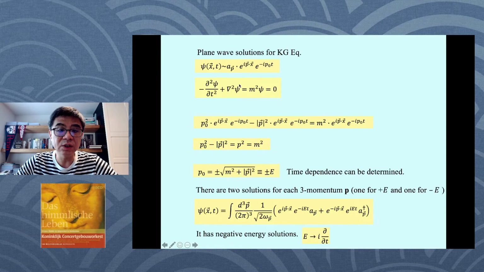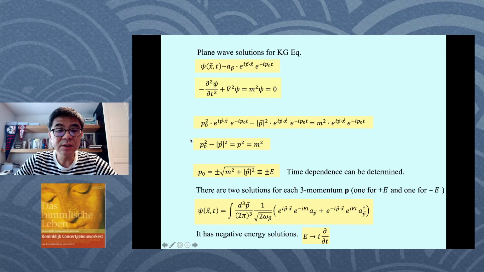If you plug this into the equation, the second derivative, partial squared over partial t squared, will give you p0 squared. And the gradient squared will give you p vector squared, equal to m squared times the plane wave. And the plane waves cancel each other. You are left with p0 squared minus p vector squared, and this combination is just the famous p squared, the covariant derivative squared. This must be equal to m squared.